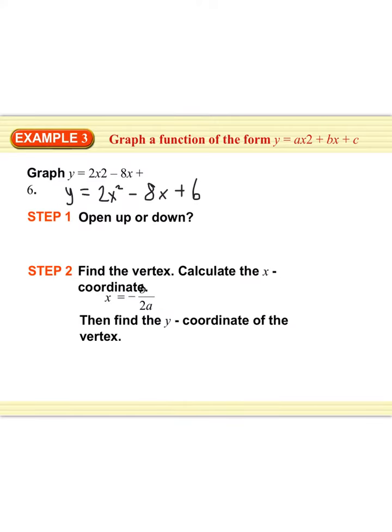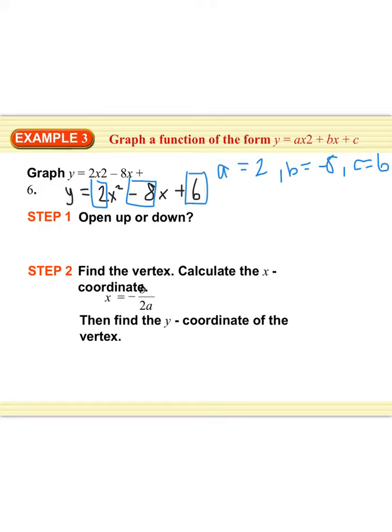On to the new stuff, graphing the function in standard form. What I first like to do is identify my coefficients. My a is 2, b is negative 8, and c is 6. So I have my a, my b, and my c.